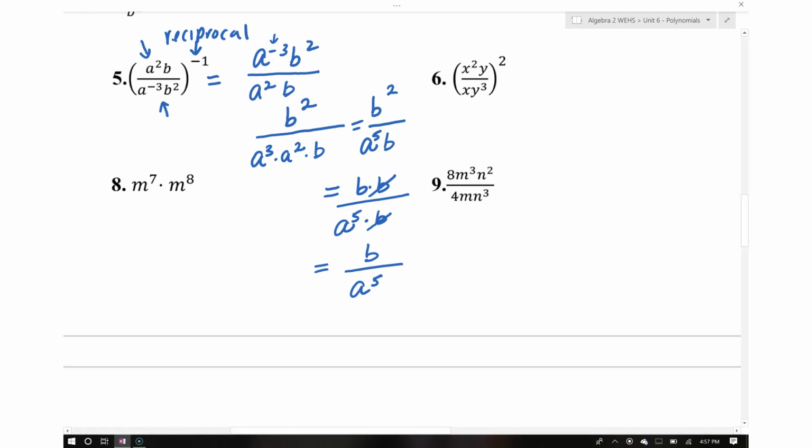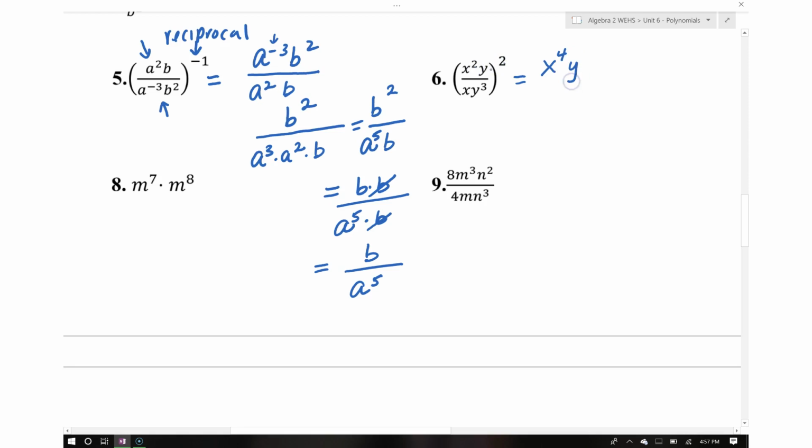Number 6, we have x squared times y divided by x times y to the third, and all of this is raised to the second power. And we know that when we have a power raised to a power, we're going to be multiplying. So we have x to the 4th power, since 2 times 2 is 4.